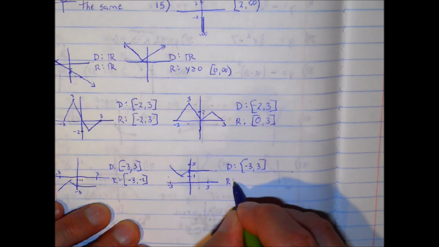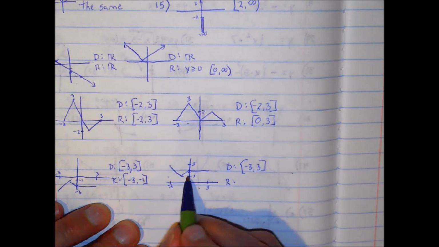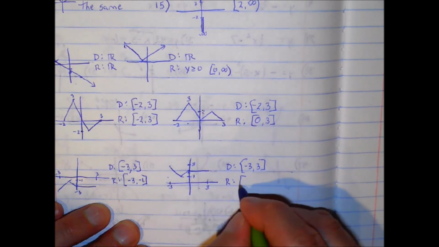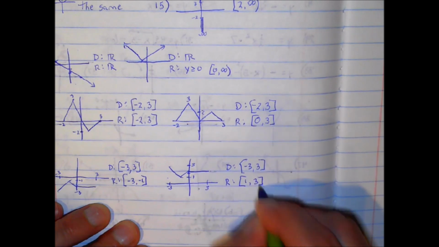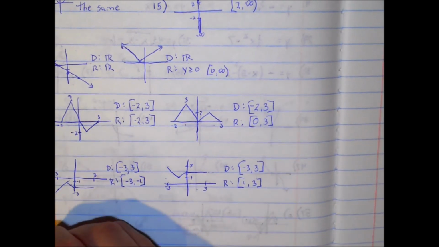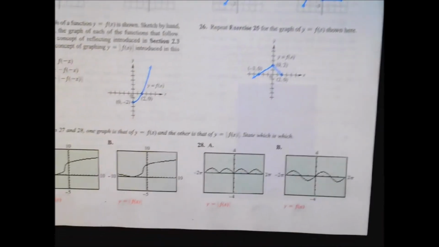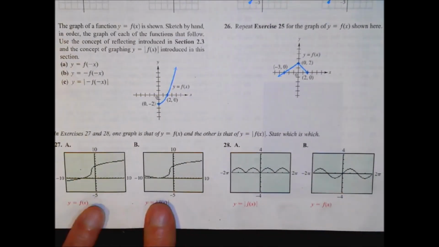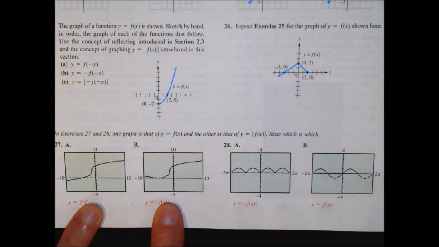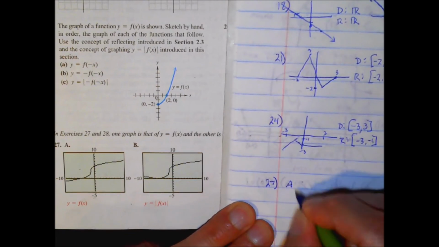And our range goes from 1 to 3. Okay, 27. Okay, so one of these two is f of x, and the other one is the absolute value of f of x. Think about which one's which. Okay, part A versus part B.